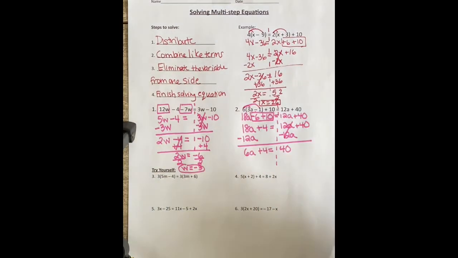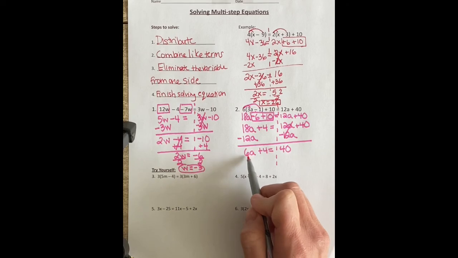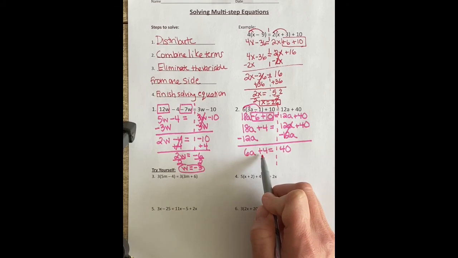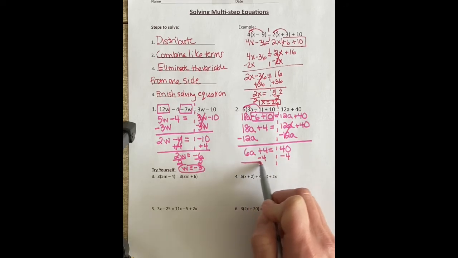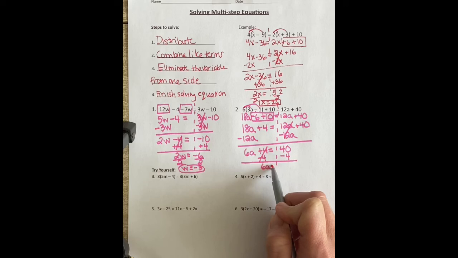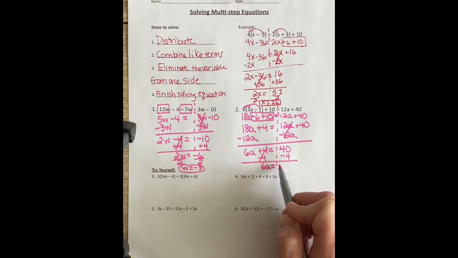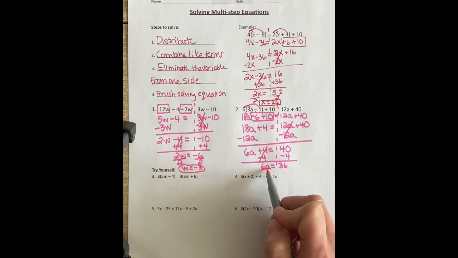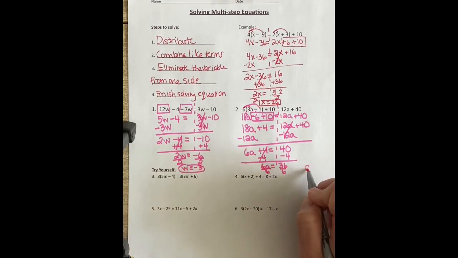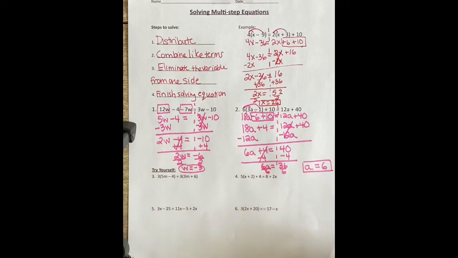So now I want to finish solving my equation. I have to get the 6a by itself by eliminating the plus 4. So I'm going to do the opposite and subtract 4. 4's eliminate. I have 6a equals 40 minus 4 is 36. And then 6 and a are being multiplied, so the inverse is to divide by 6. And that's going to give me a is equal to 6 because 36 divided by 6 is 6.